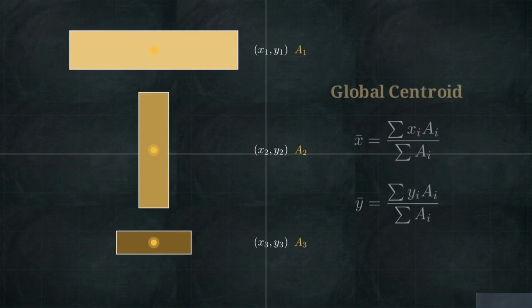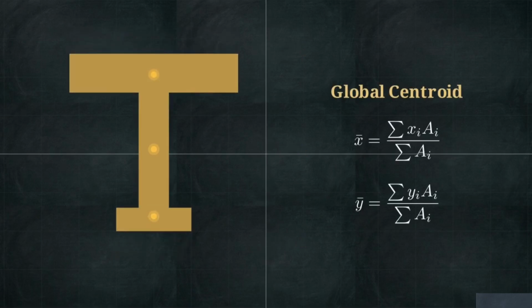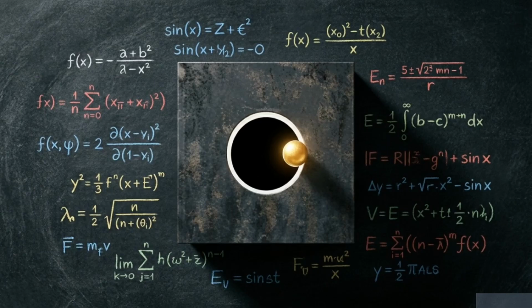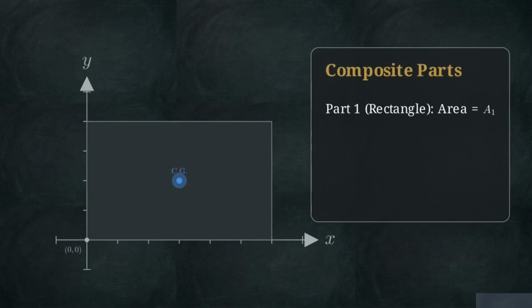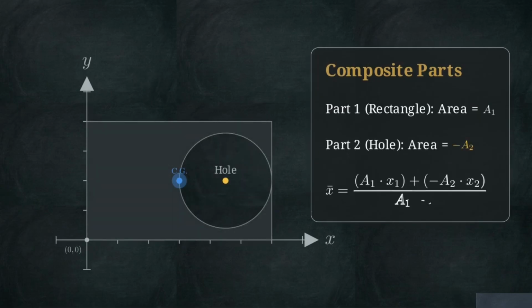By multiplying each part's local centroid by its area, summing those results, and dividing by the total area, you produce the single global centroid for the entire beam. This discrete math also allows engineers to account for physical voids, using the concept of negative area. If a beam has cutouts or drilled holes, the area of those voids is treated as a negative value. Subtracting them from the global summation accurately shifts the centroid away from the missing material.